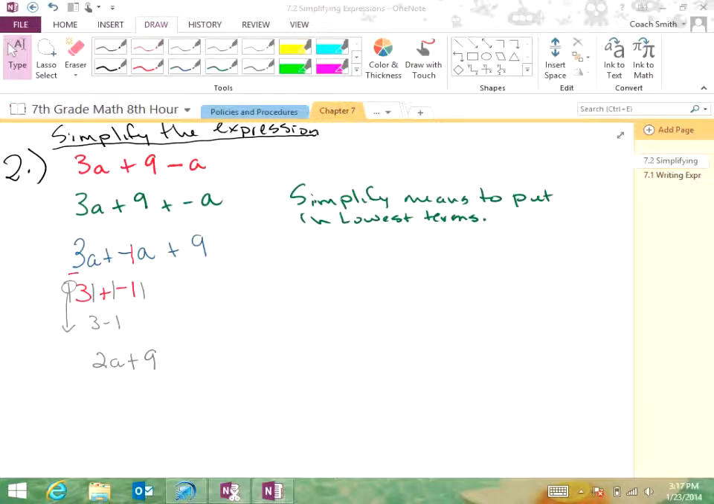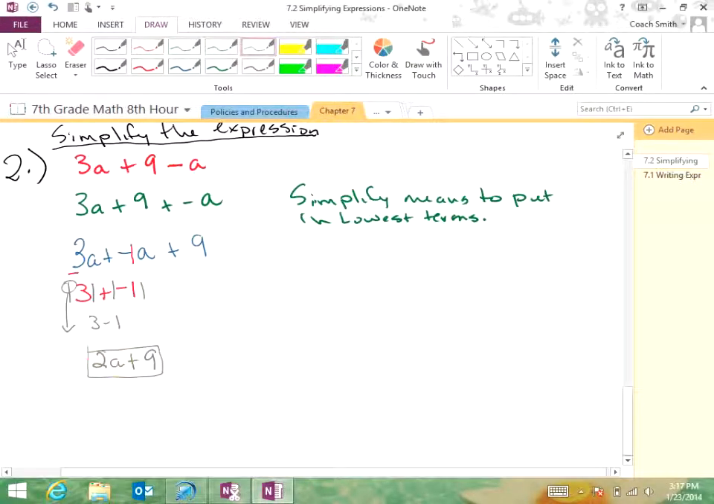Now, I've told you that this day is eventually coming, when you're not going to be able to simplify problems down to just one number. Okay? 2a plus 9 means this. This is the answer. That's it. The reason being is because of this.